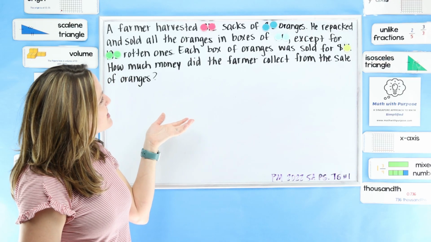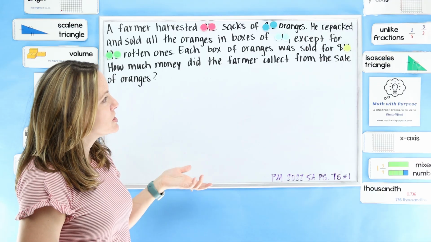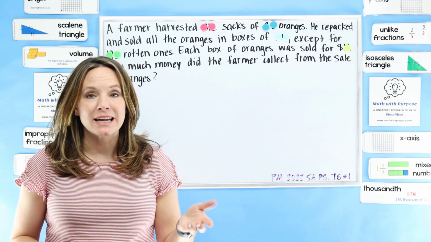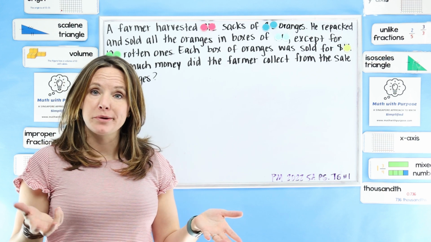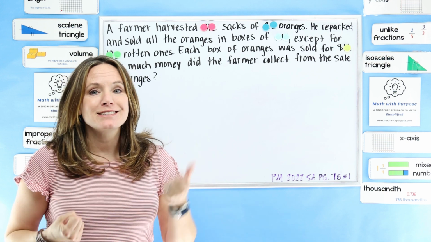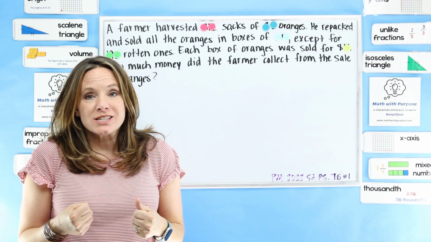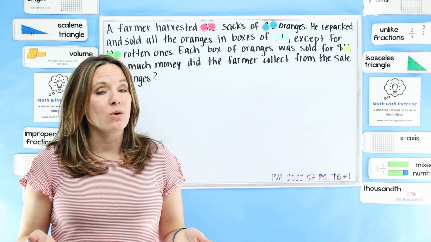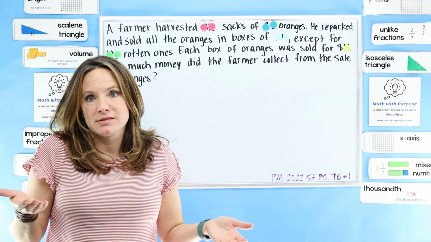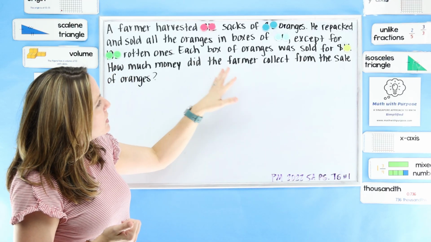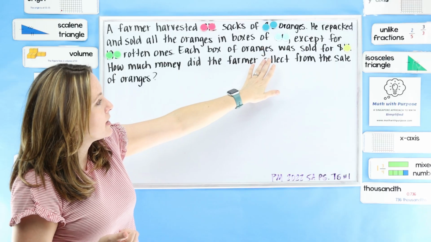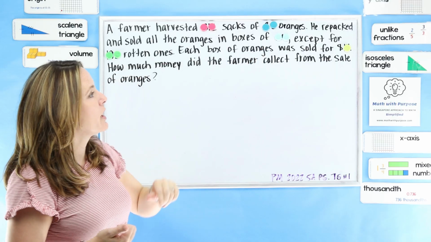A farmer harvested some sacks of oranges. Can you picture what's happening? A farmer who's growing oranges on bushes or trees, he's going to harvest them, which means he's going to pick them. And he's going to pick those oranges and put them into sacks which only hold a certain number of oranges because of the size, okay? He repacked and sold all the oranges in boxes of something except for some rotten ones.